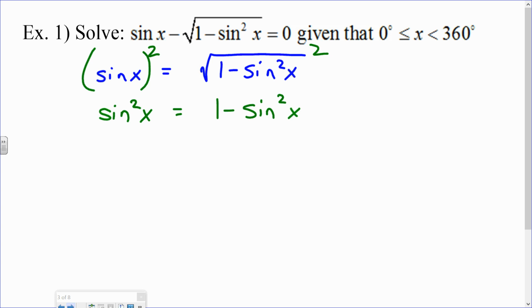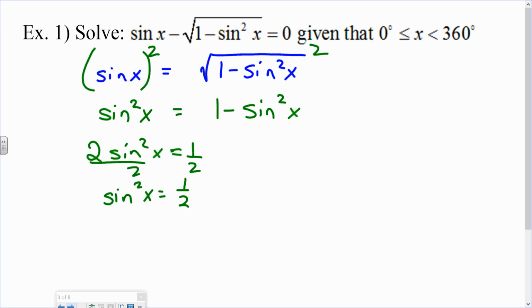Now somebody give me a good idea of what we ought to do with this one. Somebody who hasn't already answered. Yeah, let's get those like terms together. Let's add sine squared to the other side. So now I have 2 sine squared of x is 1. What next? Morgan. Divide each side by 2. And then that means that the sine squared of x has to be a half.